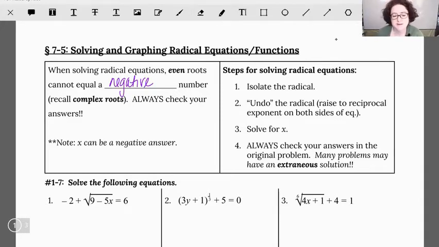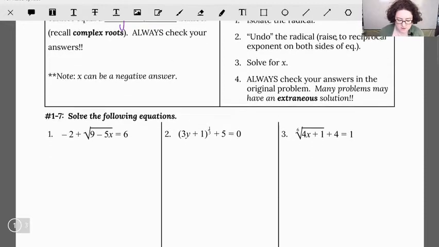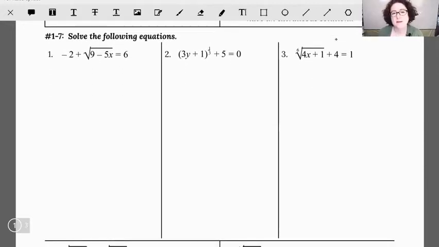So let's check these out. First problem. First off, isolate the radical. So we need to get the expression square root of 9 minus 5x totally by itself. First thing we're going to do is add 2. So we're going to have 9 minus 5x on the left. Adding 2 to both sides, we have an 8. And so right off the bat, I know I'm in a situation where I'm going to have a solution. I do not have my radical equal to a negative number.